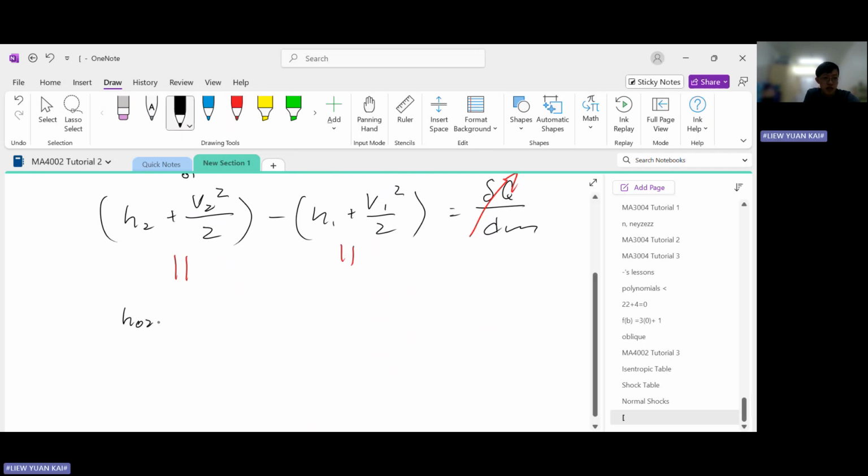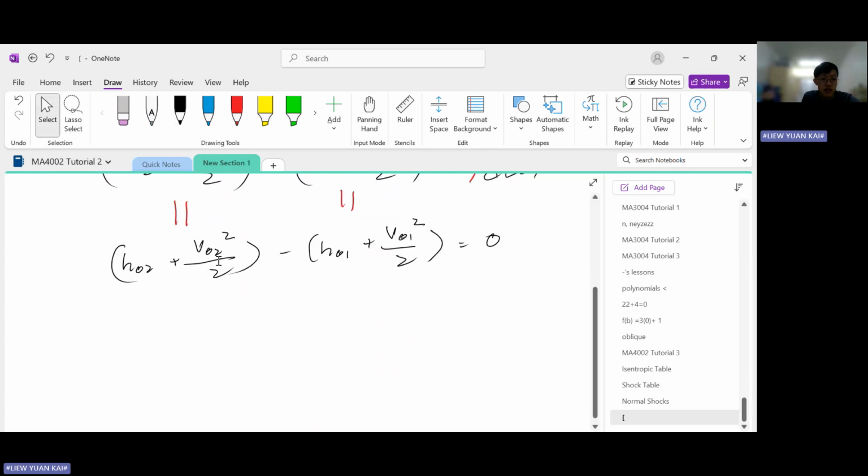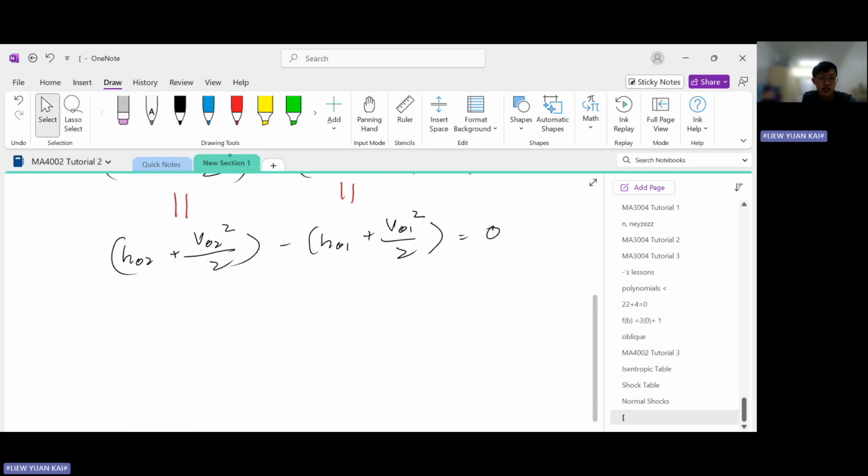So this would be h02 plus V02 squared over 2, minus h01 plus V01 squared over 2, which is equal to 0. Now, you know that by definition, stagnation point means 0 velocity, right? So at the stagnation points, at this point and this point, the velocity of the fluid is 0. Therefore, we can just drop these terms because they are 0, and what we're left with is h02 minus h01.